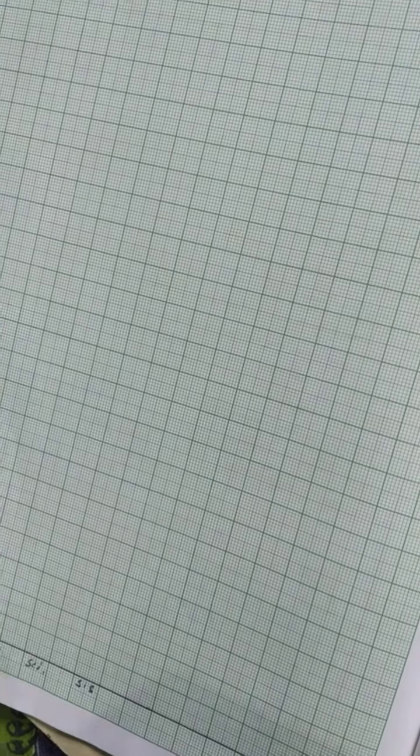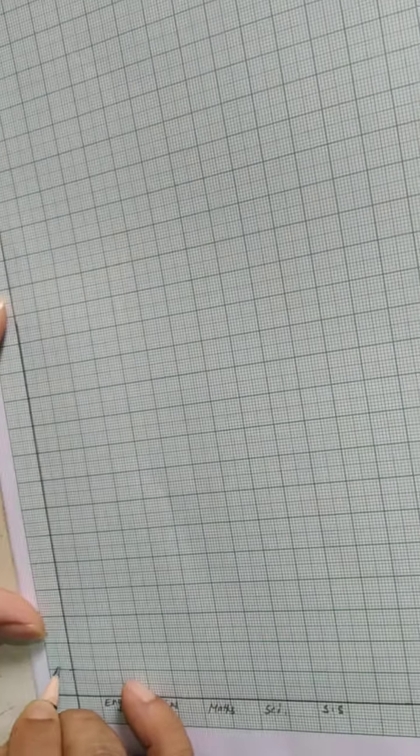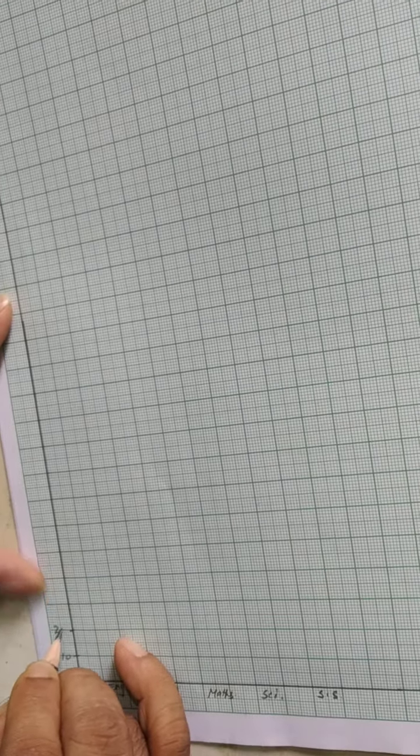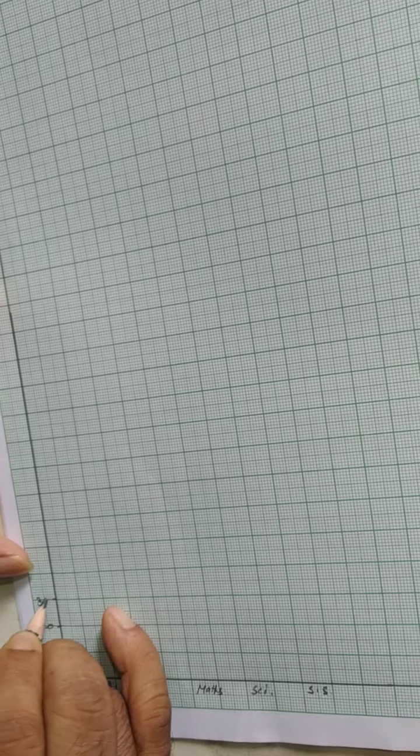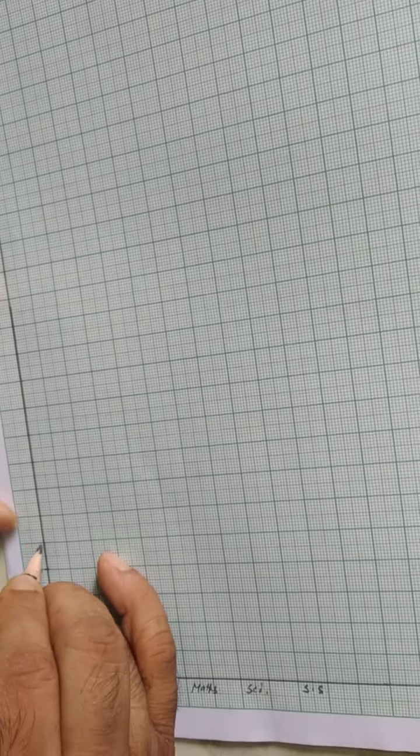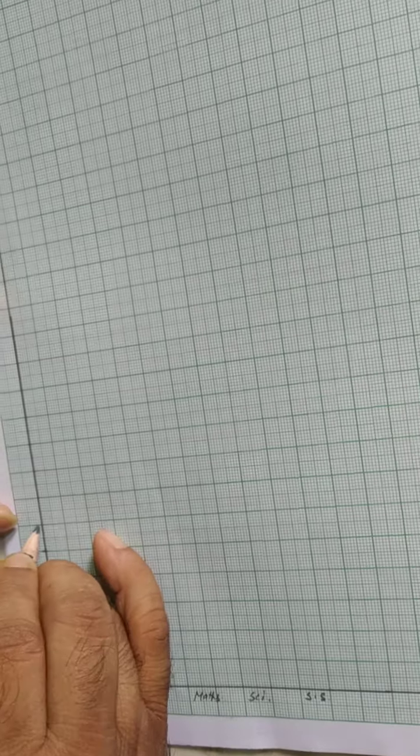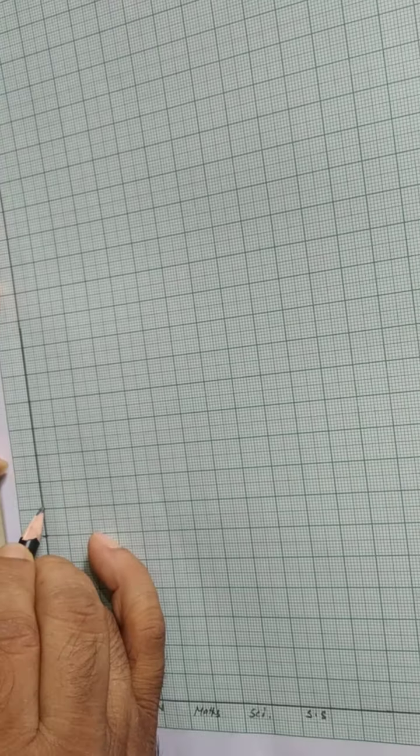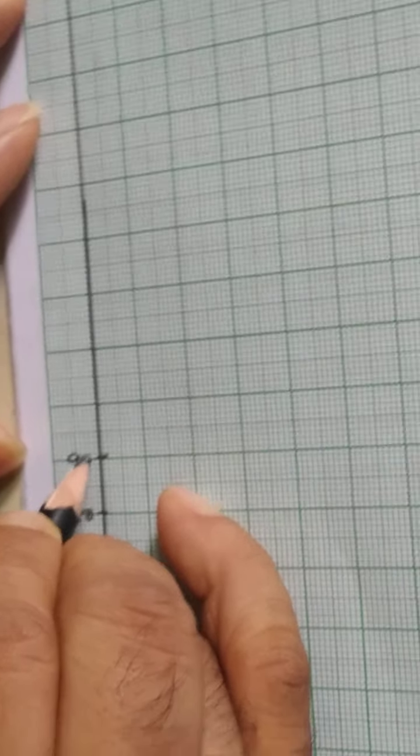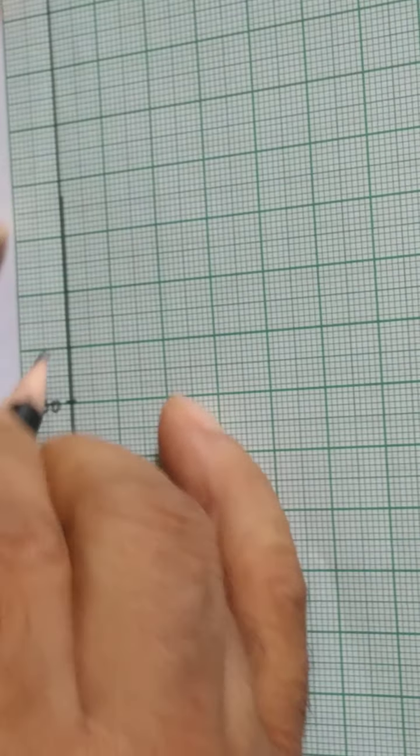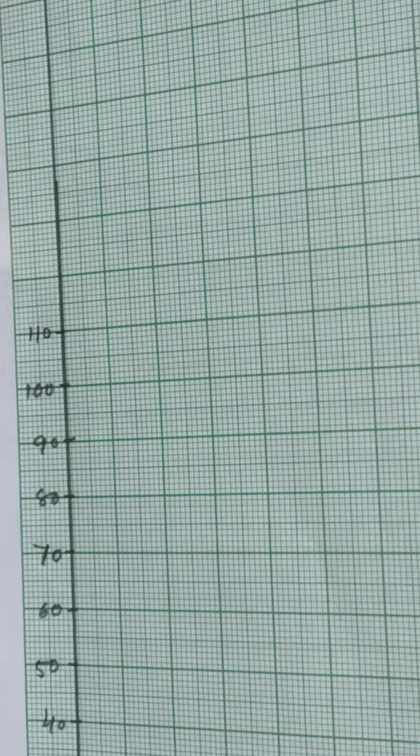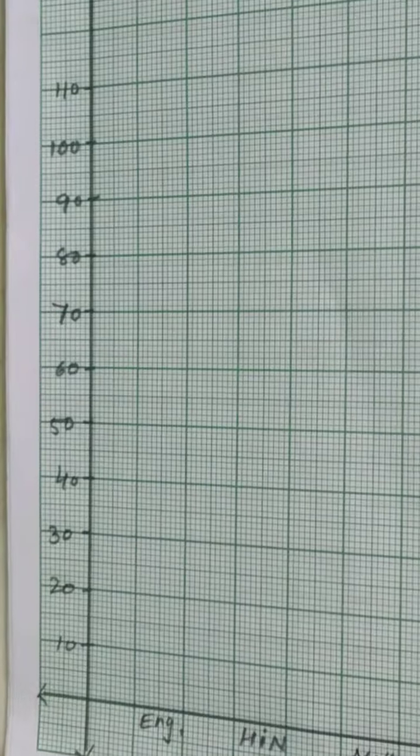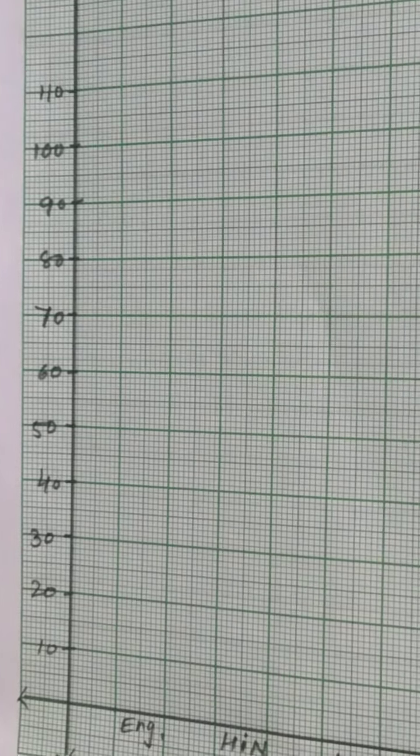So now on y axis, after interval of 1 centimeter, how many marks? 10, 20, 30, 40, 50, 60, 70, 80, 90, 100, 110. We have only how many? 95 is the highest, right?